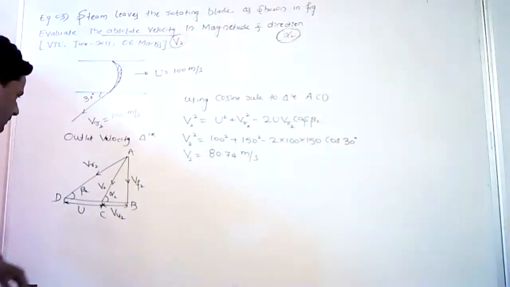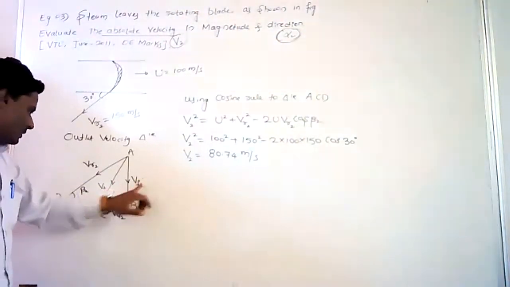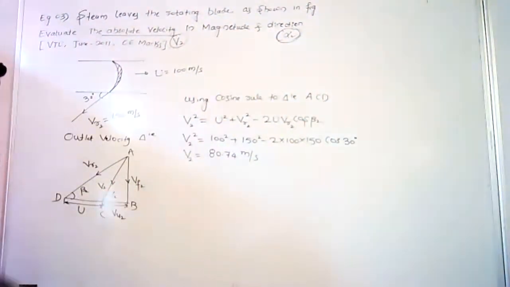First, get the value of VF2. Then V2 will be known, and you can get the value of alpha. You know the value of VR2, you know the value of beta 2. Get the value of VF2.